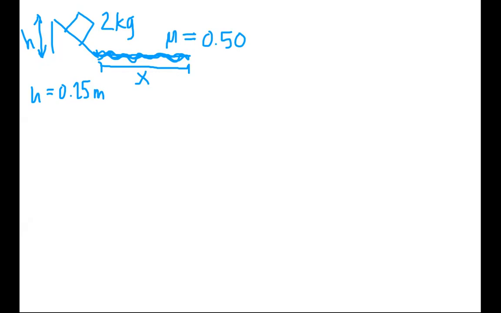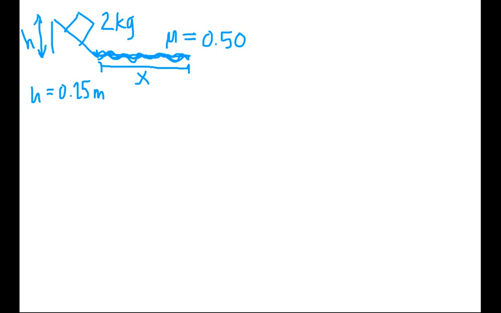Using our ideas of conservation of energy, why don't we start by looking at how much energy we have at the beginning of this problem when the box is first released. So at the top of this ramp, does the box have kinetic energy? Well, while it is at rest, by definition, it is not moving. Therefore, it cannot have kinetic energy, which must mean that all of the energy that it has is going to be potential energy due to gravity.